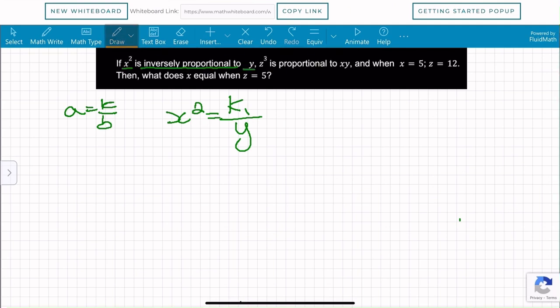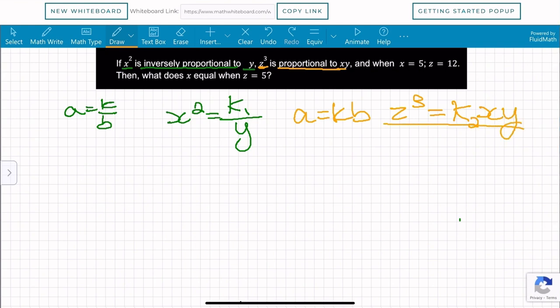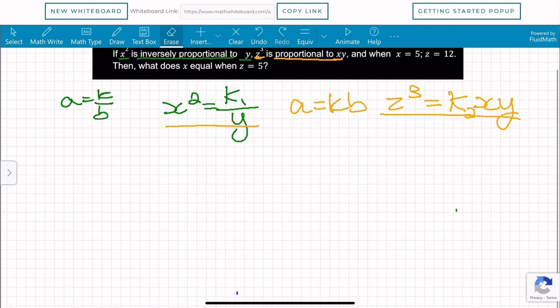Now, we're going to write out the rest of the equation. We're going to leave it like that. We're not going to plug in any variables yet. So, z to the third is proportional to xy. We're going to write this out because we know that a equals the constant times b. We're going to plug this in. It's going to turn out to be z to the third is proportional, which means it's the constant k times xy. It's the second constant, oops. So, we're going to be using these two equations today. They're going to be incredibly important while solving these.